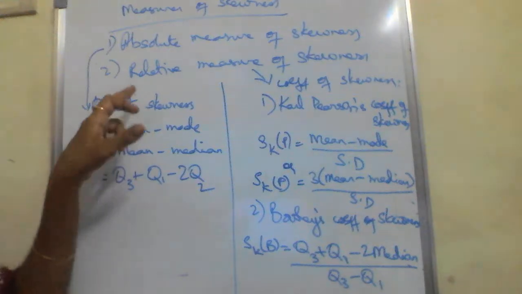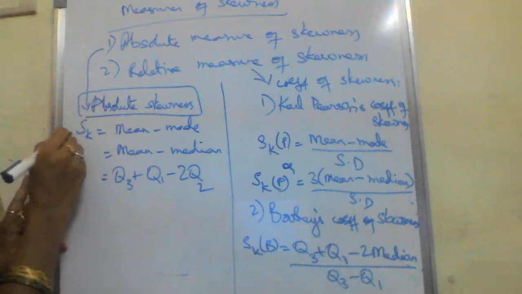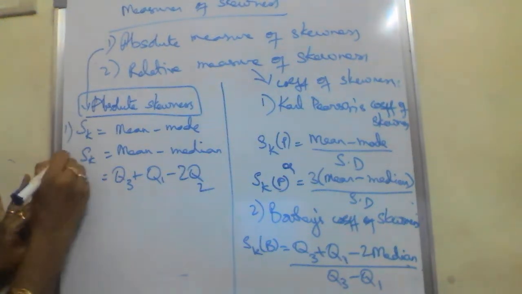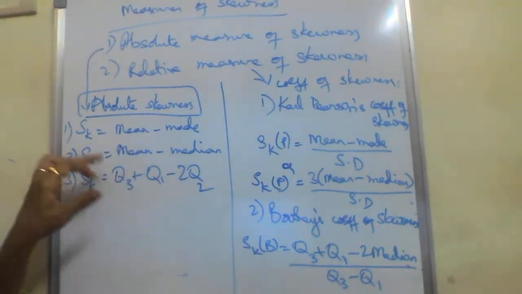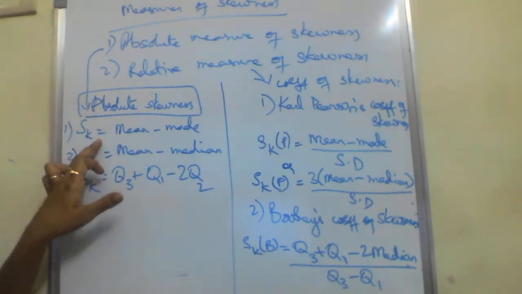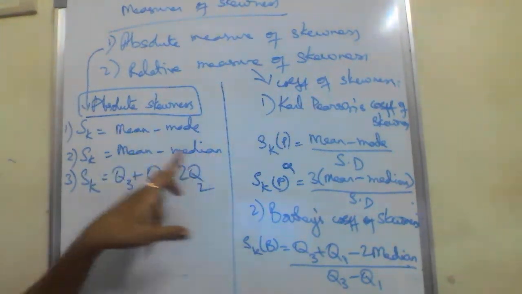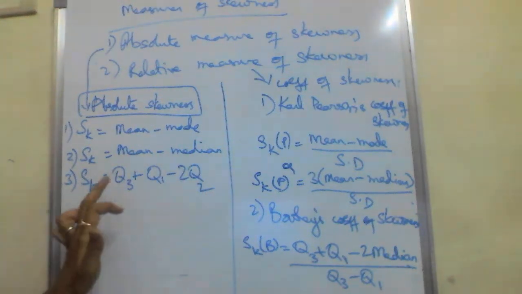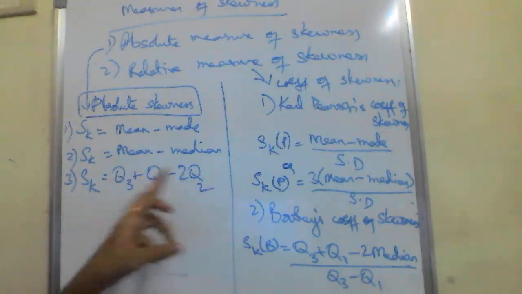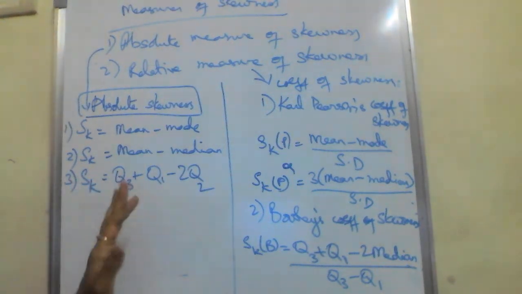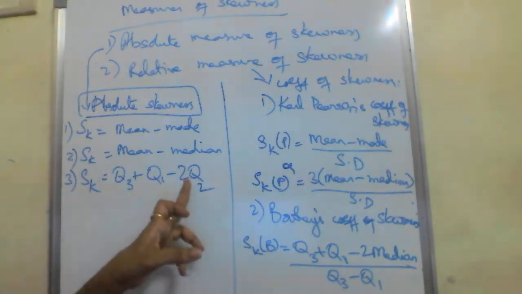If you are using absolute measure of skewness, absolute skewness is found out by three particular formulas. You can use any of them depending upon the values they give you. So SK is the absolute skewness, is mean minus mode, or if mean and median are given, it will be mean minus median. And if quartiles are given, the first quartile Q1, second quartile Q2, third quartile Q3, then we find the absolute skewness by Q3 plus Q1 minus 2 Q2.